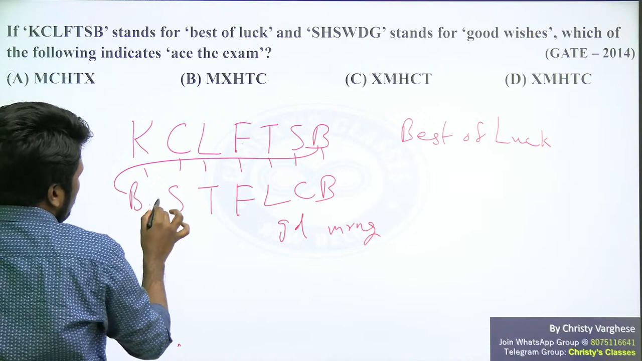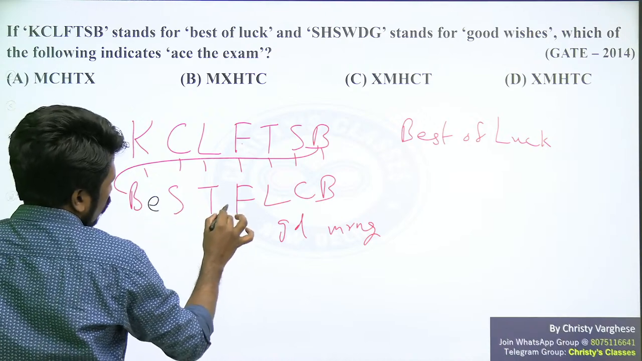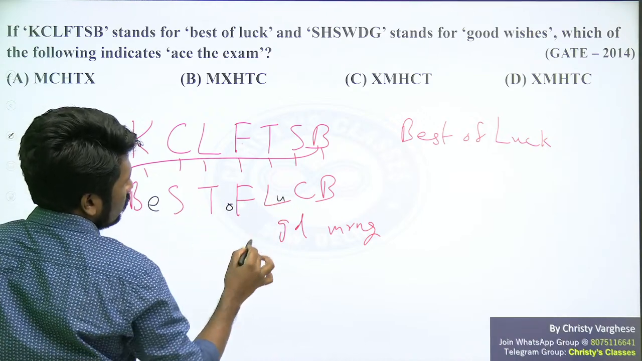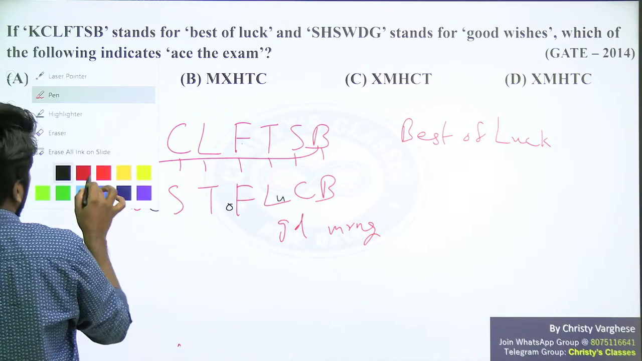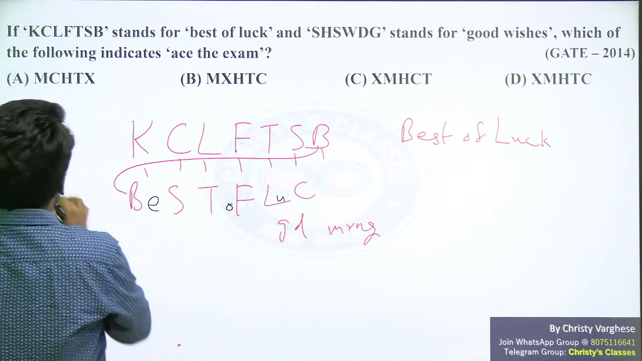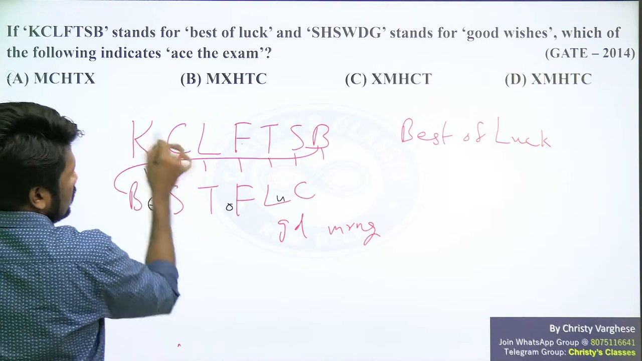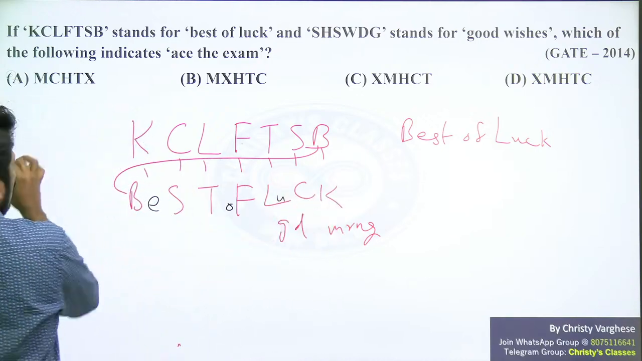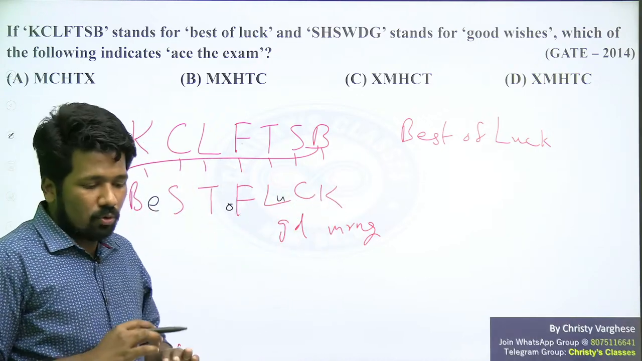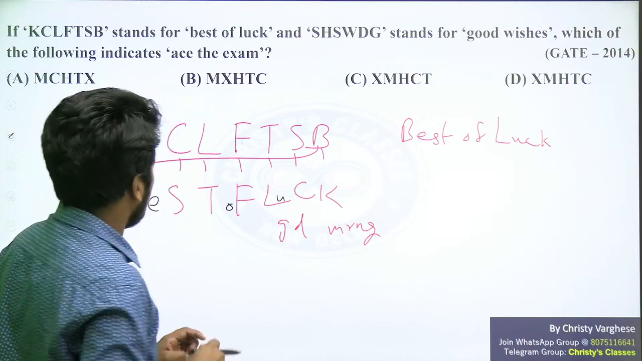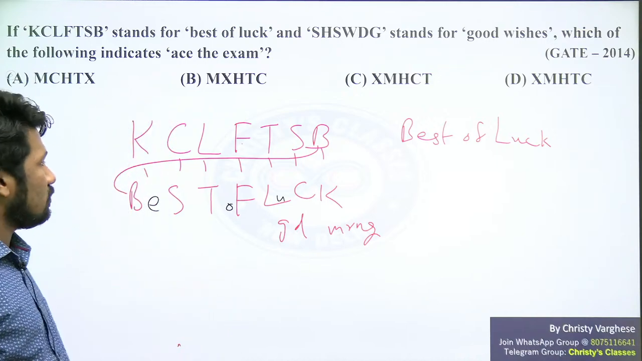I will show you. B, E, S, T, O, L, O. Sorry, I wrote the final letter wrong. It is K only here. So look at this, best of luck. Are you all understanding this? Fewer people got this right. That's why I'm explaining this much.